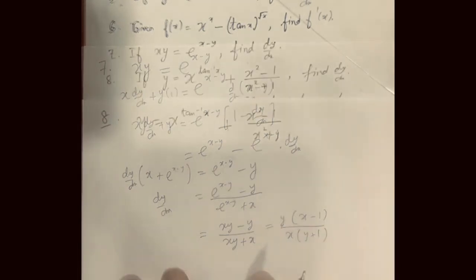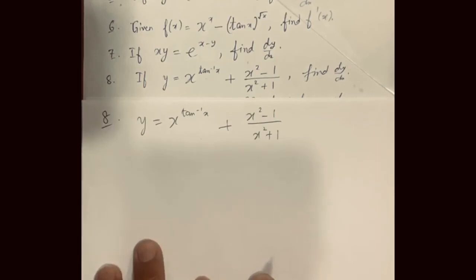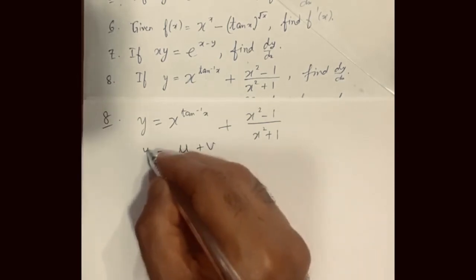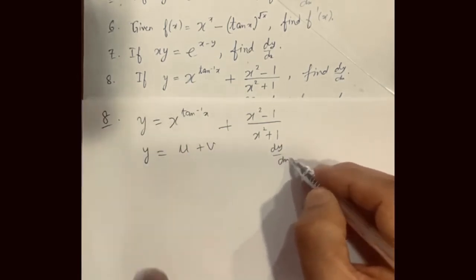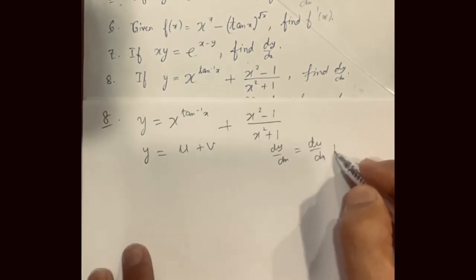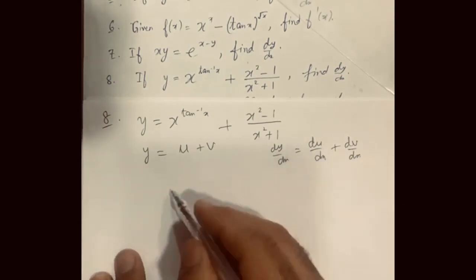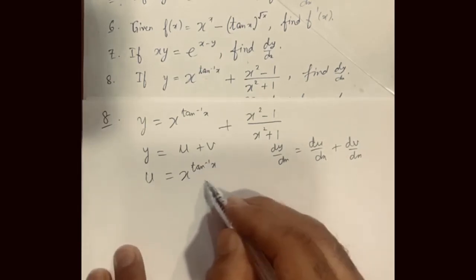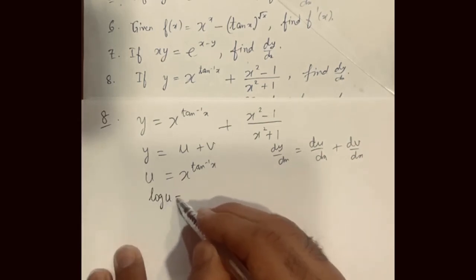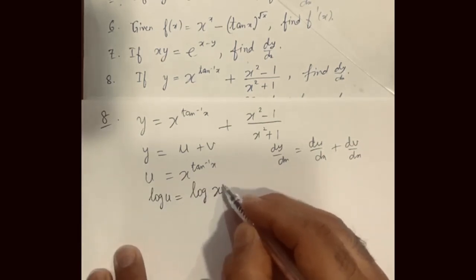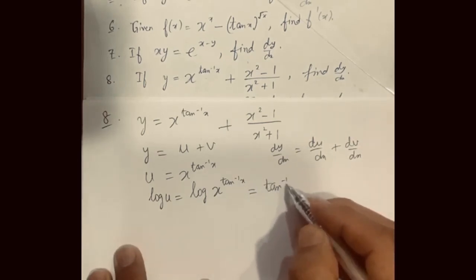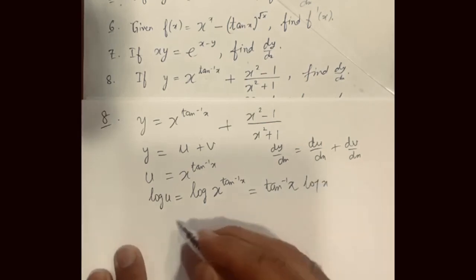This is y is equal to x raised to tan inverse of x plus x square minus 1 upon x square plus 1. Let's write this is u and this is v. dy by dx will be du by dx plus dv by dx. u, this is x raised to tan inverse of x, function raised to function. So log of u is equal to log of x raised to tan inverse of x. This is tan inverse of x into log of x.